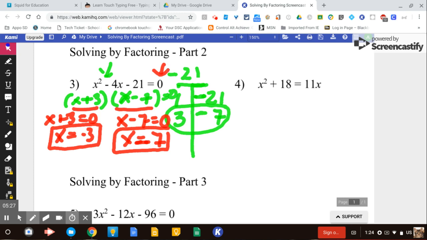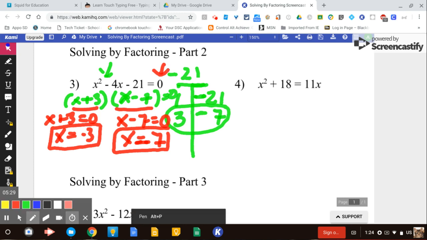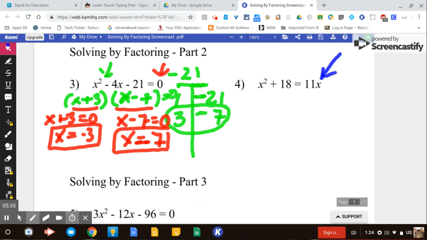Here, with number 4, let me change colors again. With number 4, I can't do anything until this is equal to 0. And I believe I put that on your sheet, all right? It's got to equal, it looks like a C. Be careful, get the equation equal to 0 before factoring. So I'm going to subtract 11x from both sides. X squared minus 11x plus 18 equals 0.